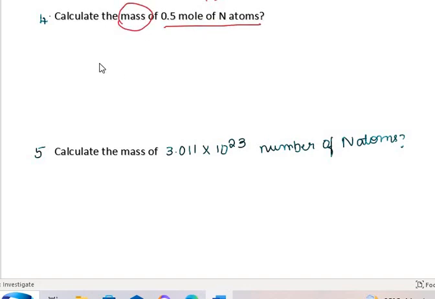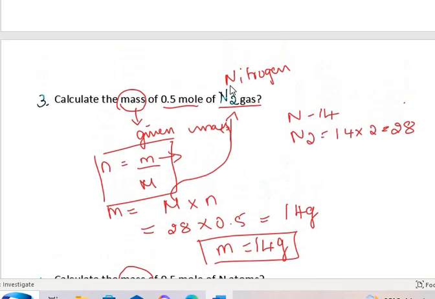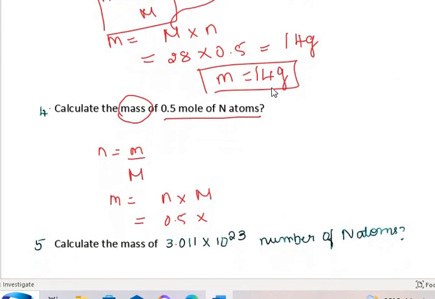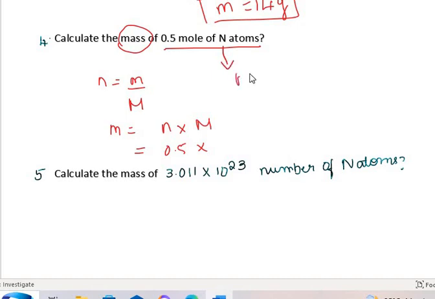So you need to apply the first formula, that is n is equal to given mass divided by molar mass. You need to find the mass. m is equal to n into capital M. Number of moles is 0.5. Here it is atom. In the previous question it was molecule type, N2 type. Here it is only one atom, that is one nitrogen mass is 14. So you will get 7 grams. Okay, 14 into 0.5, you need to do multiplication.